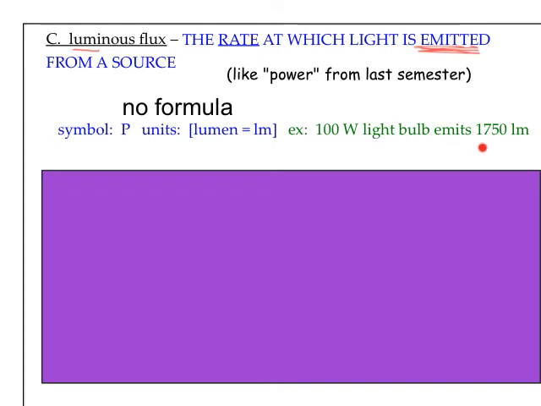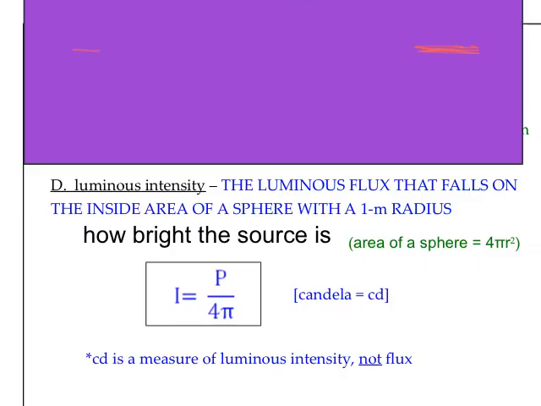You do not have to know this conversion. I just put it there as an example for you. So next time you see a light bulb packaging, look on the outside and see if you can tell how the watts equate to the lumens. The next term is luminous intensity. It's still referring to the object that's doing the lighting.